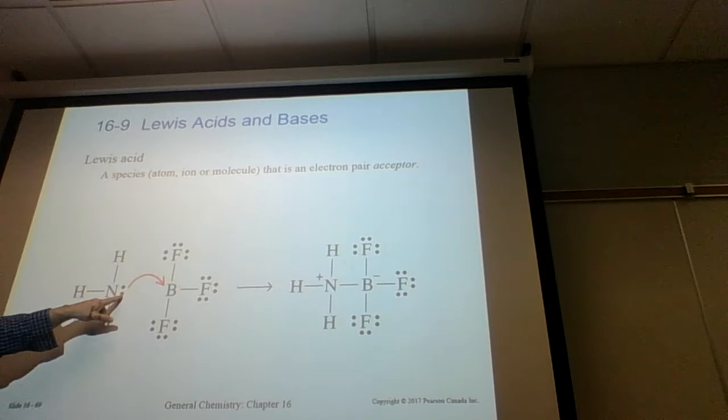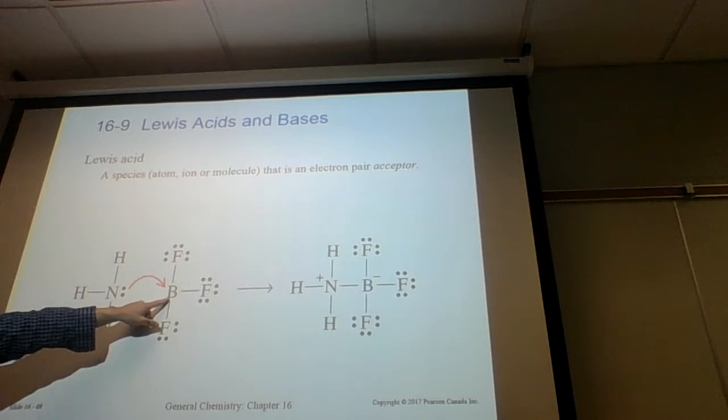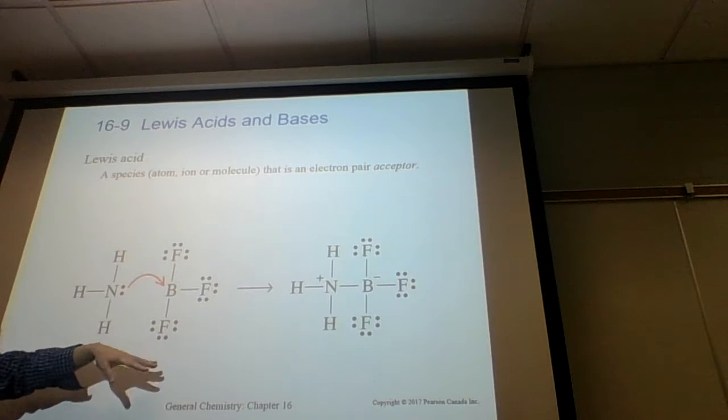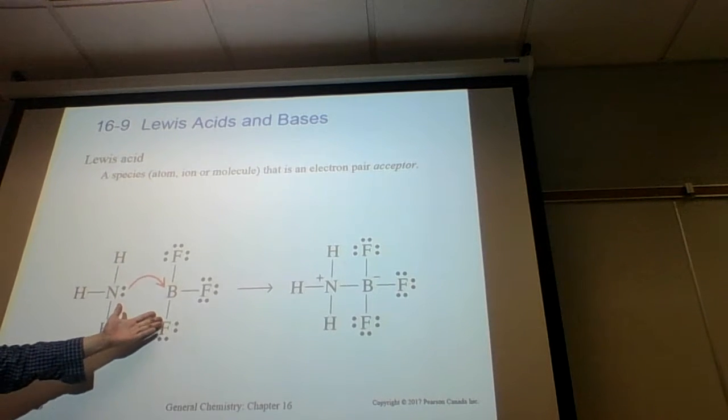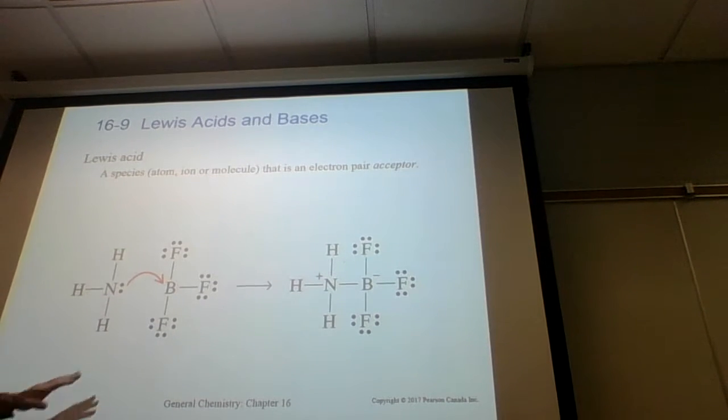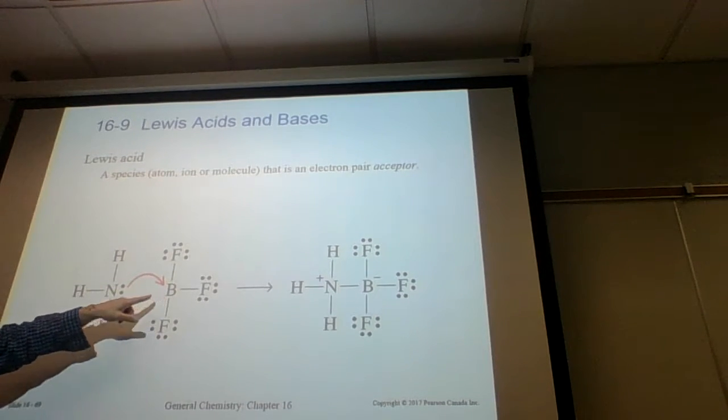Lewis acid-base is electron pair donors, the base, and electron pair acceptors, the acid. Boron trifluoride is a powerful Lewis acid, but it doesn't have any hydrogens, so it's not a Bronsted acid. It's a Lewis acid in this case because it's really capable of accepting a lone pair.